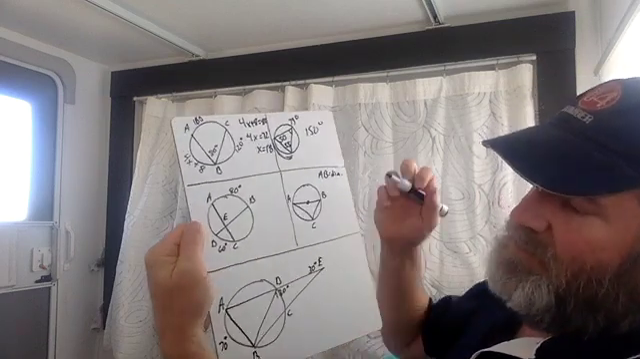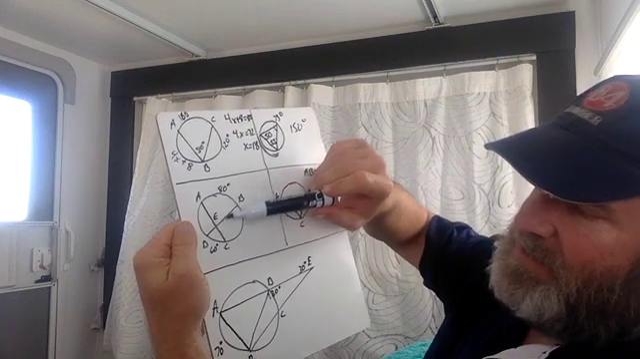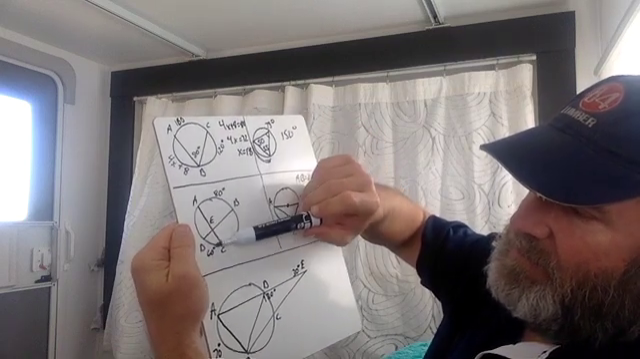All right, this one was just a basic formula right here. What is the angle that's inside the circle when you're given the other 2 arcs?